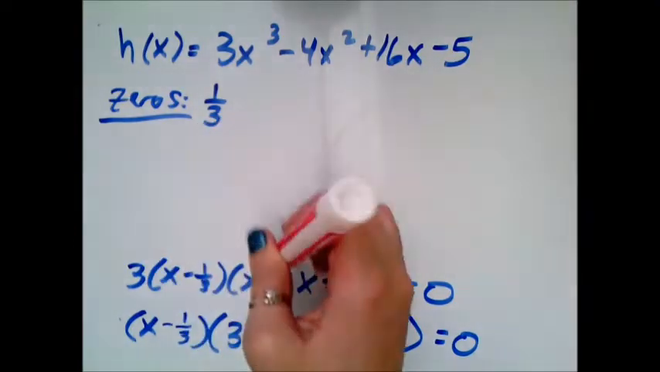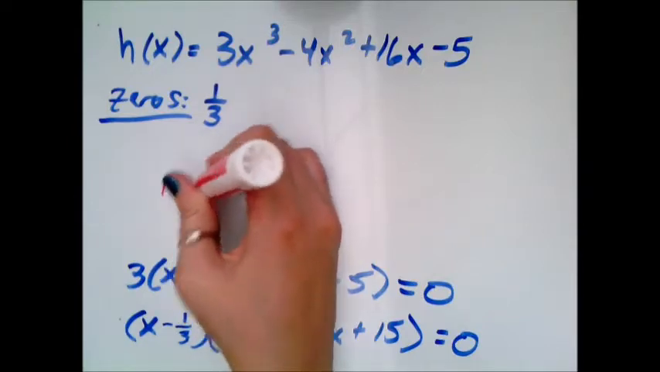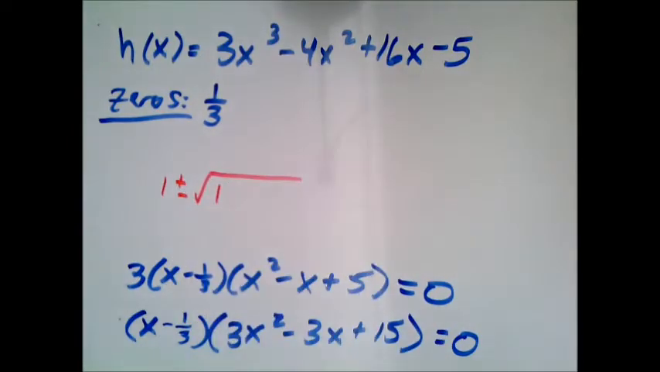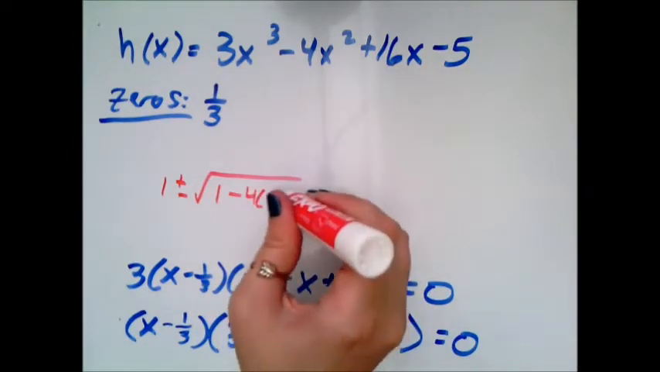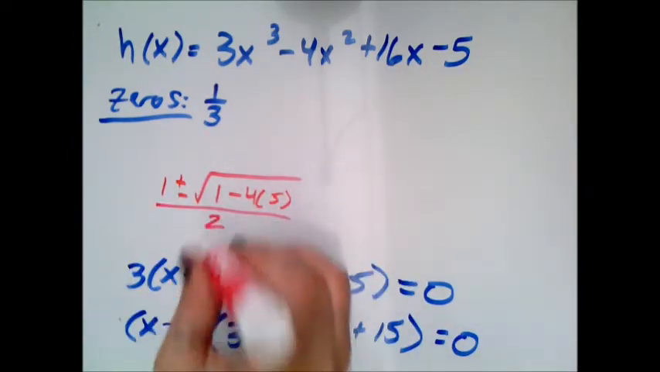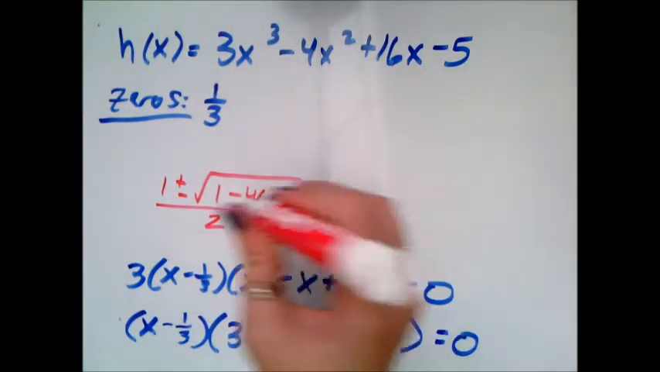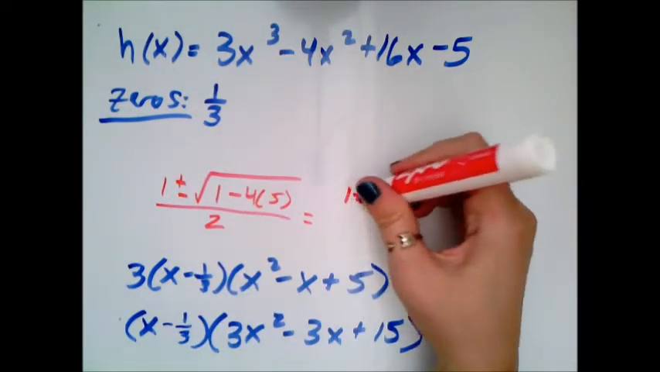So -1, the negatives cancel. The -1 squared is 1 for B squared, minus 4, A is 1, and C is 5. And then all over 2A, which is 2 times 1. So this is 1 minus 20, so -19.